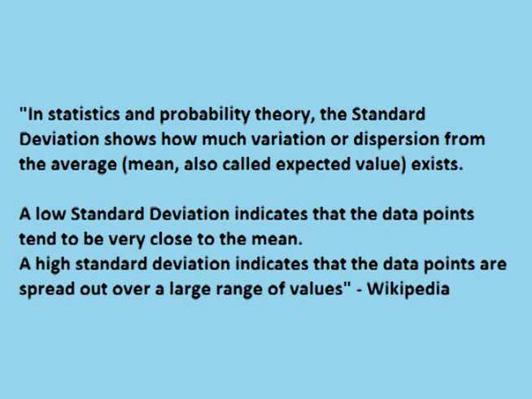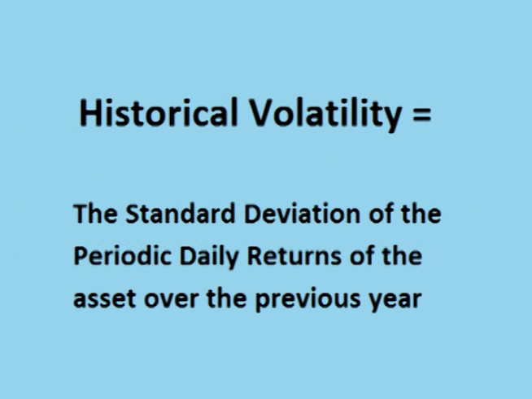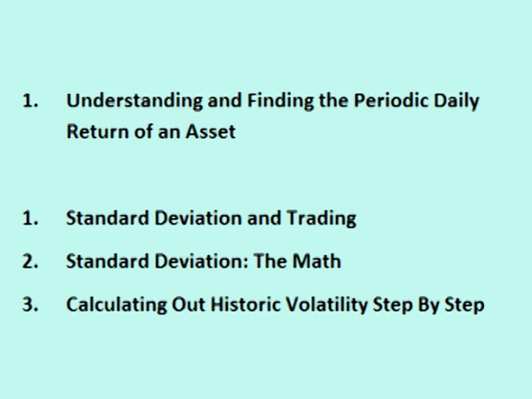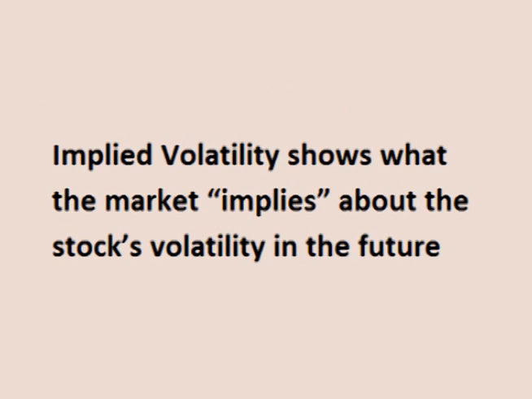The standard deviation shows the rate of dispersion, or how spread out the periodic daily returns are from the average of all the periodic daily returns. In short, historic volatility is the standard deviation of the periodic daily returns over a one-year period. For more on this, please watch my video on the periodic daily return and my 3-video series on the standard deviation. Implied volatility shows the market's opinion of the stock's potential moves.